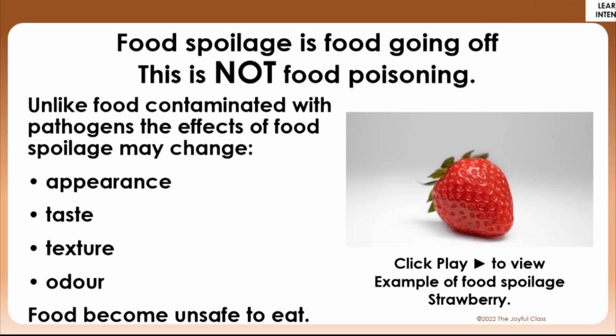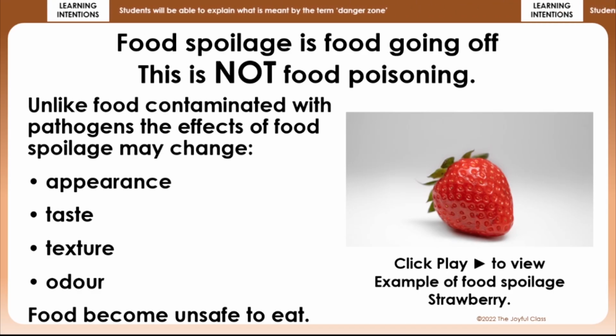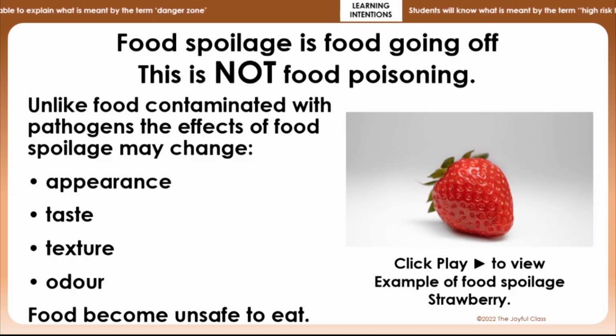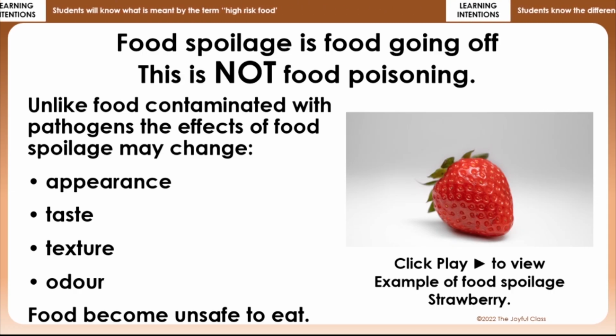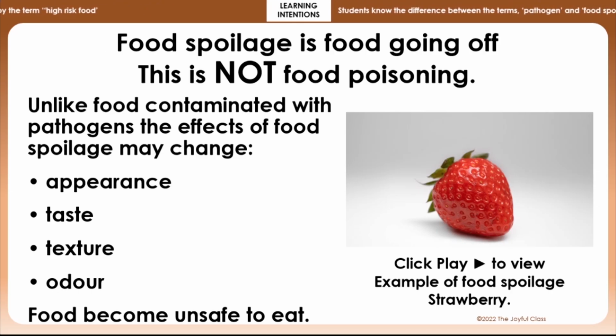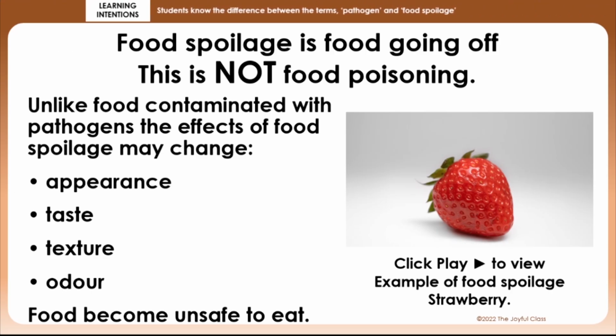Food spoilage is food going off. This is not food poisoning. Unlike food contaminated with pathogens, food poisoning bacteria, the effects of food spoilage may change the appearance, taste, texture, odour of food, and then they become unsafe.